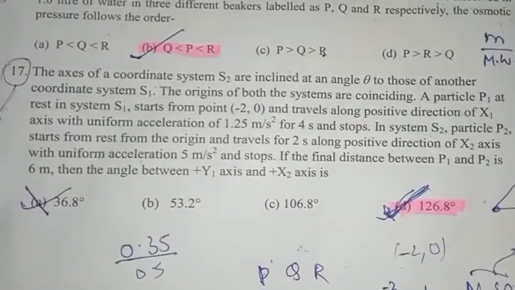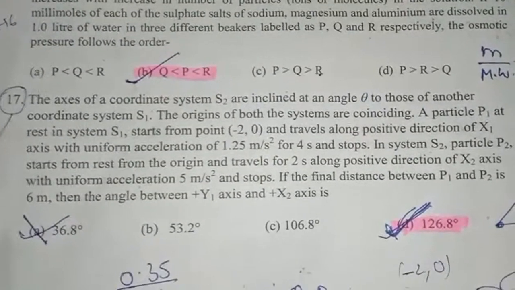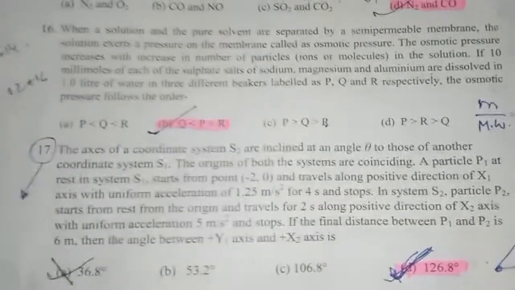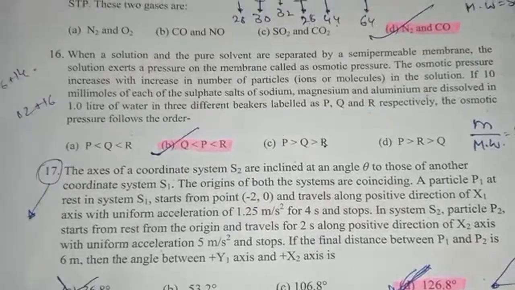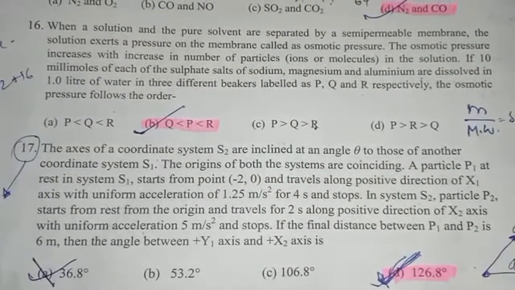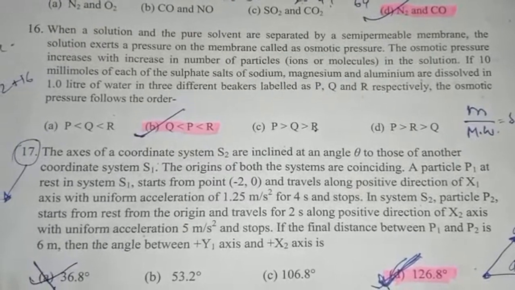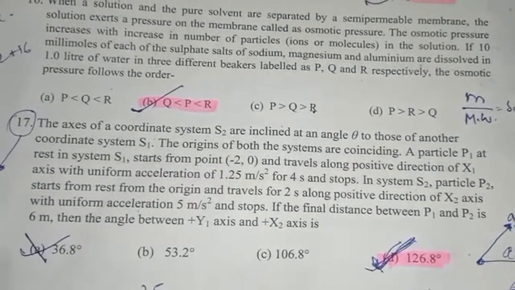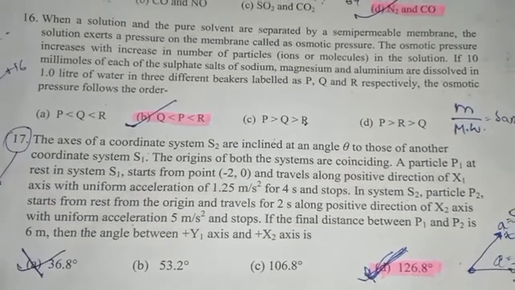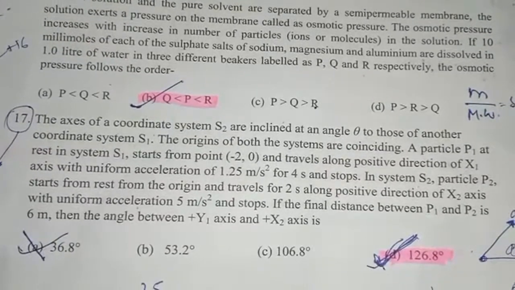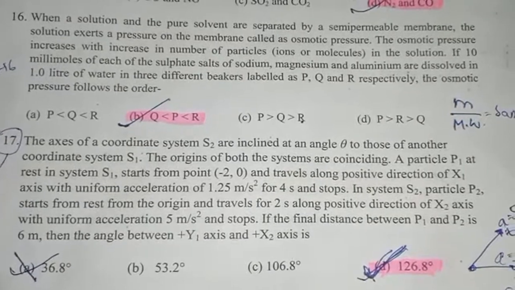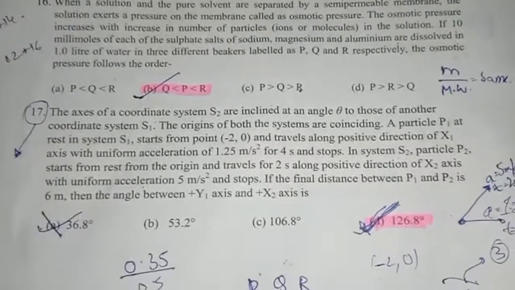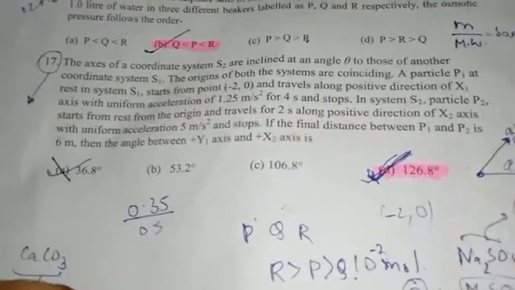Then our next question is: the axes of a coordinate system S2 are inclined at an angle theta to those of another coordinate system S1. The origins of both the systems coincide. A particle P1 at rest in system S1 starts from point (-2, 0) and travels along the positive direction of the X1 axis with uniform acceleration of 1.25 meter per second squared for 4 seconds and stops. In system S2, particle P2 starts from rest from the origin and travels for 2 seconds along the positive direction of the x-axis with uniform acceleration 5 meter per second squared and stops. If the final distance between P1 and P2 is 6 meters, then the angle between the +y1 axis and the +x2 axis is: so the correct answer is 126.8 degrees.